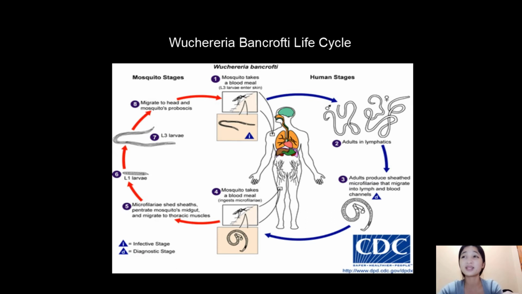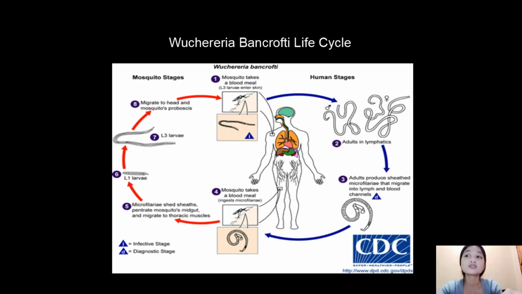After that, the mosquito ingests the microfilariae during a blood meal. So after the mosquito ingests them, the microfilariae lose their sheaths and some of them work their way through the wall of the proventriculus and cardiac portion of the mosquito's midgut and reach the thoracic muscle.